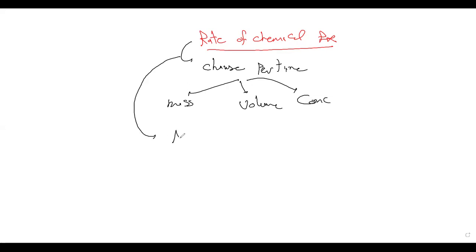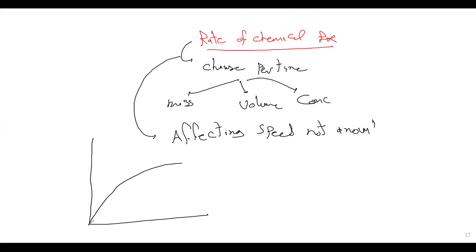And the rate affects speed, not amount. What is meant by affecting speed, not amount? In case of two reactions, one of them has a faster rate and the other one has a slower rate. The difference is in the time, the steeper one has the faster rate. What's meant by faster rate? It takes less time, and slower rate takes longer time. But both of them have the same final amount. So the difference is in the timing, not in the amount.